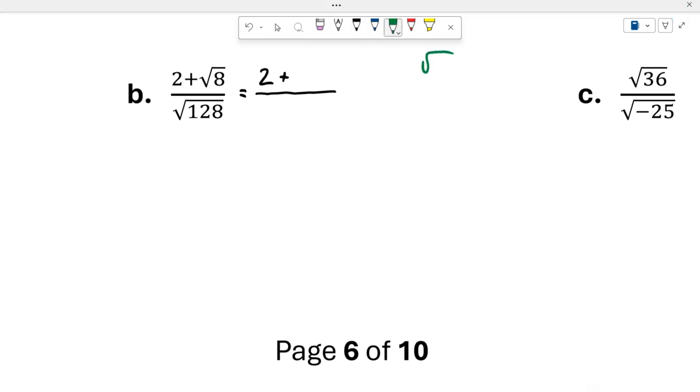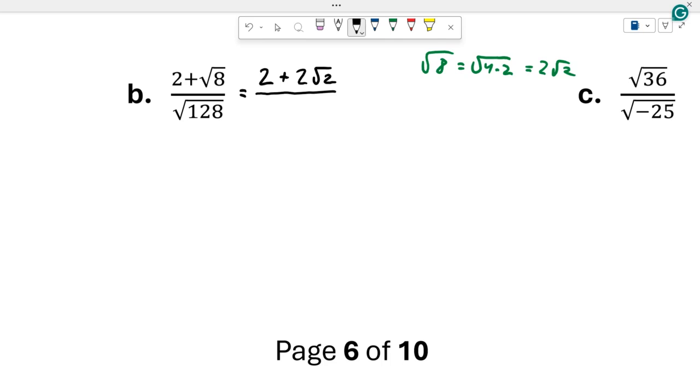I'll do it over here. Root 8 is root 4 times 2, okay? And then when you pull the 4 out, you get 2 root 2. Okay, so I'm just going to jump right to 2 root 2. So the square root of 8 simplifies to 2 root 2. Then I've got the square root of 128.